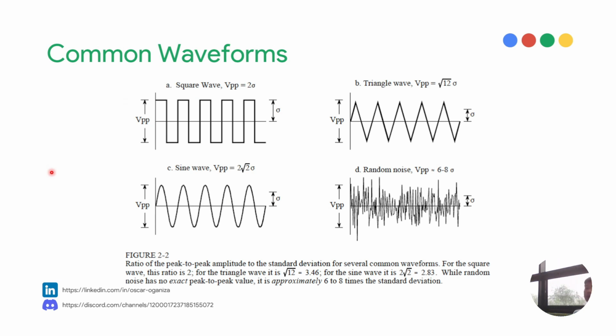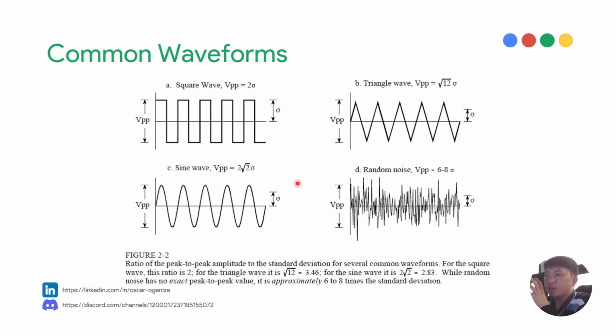Okay, so these are some of the common waveforms. We have here the square wave. Usually the square wave passes through filters, as far as I know. Sometimes there's a review. We also have here the triangle wave, the sine wave, and the random noise wave.